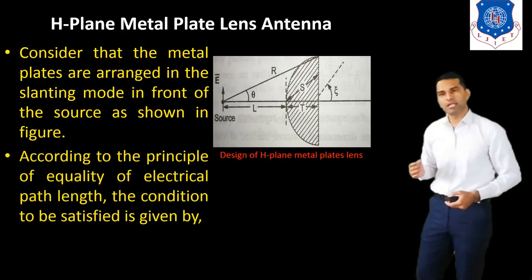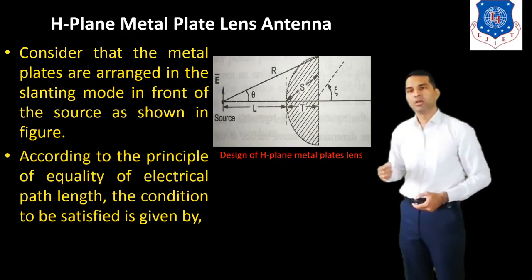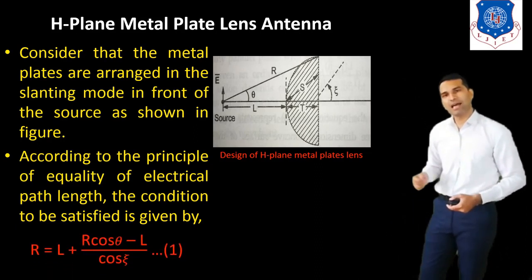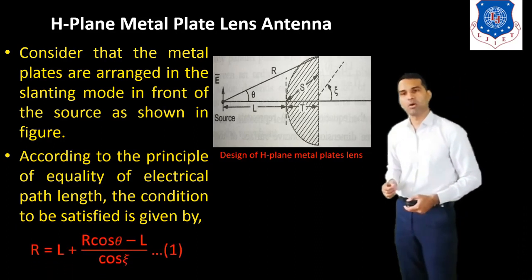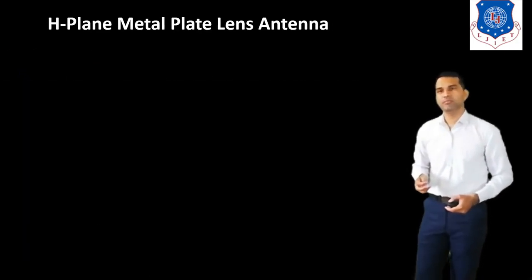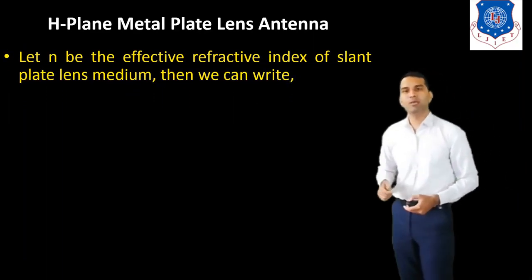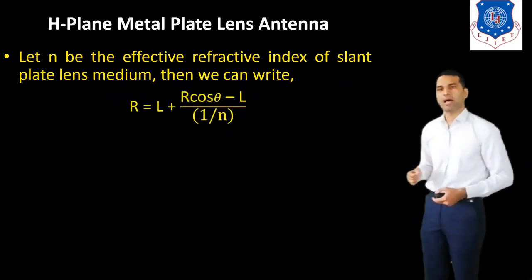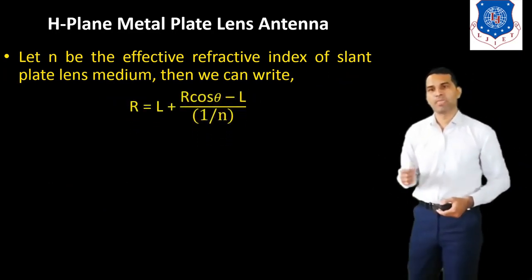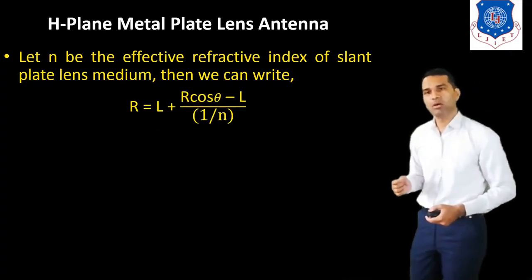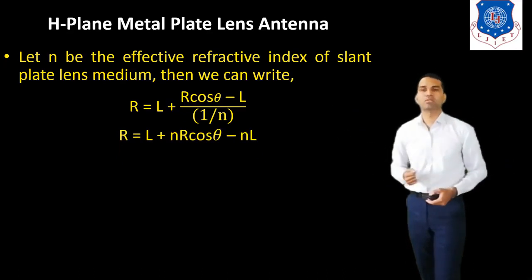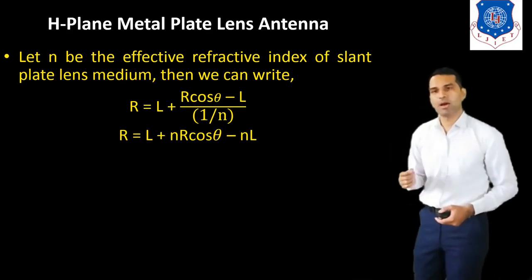According to the principle of the equality of electric path length, the condition to be satisfied is given by R equals L plus R cos theta minus L cos theta. Let n be the effective refractive index of the slant plate lens medium. Then we can write R equals L plus R cos theta minus L upon 1 by n. So when we simplify this equation, we can write R equals L plus nR cos theta minus nL.